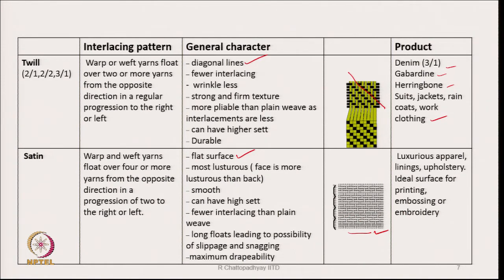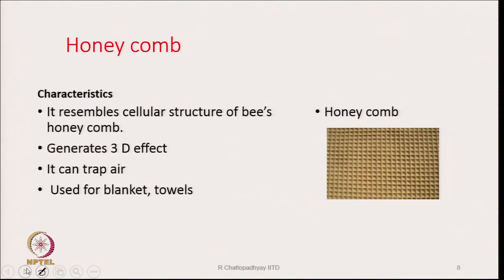The surface being flat, it is very lustrous. The fabric is smooth, can have very high set also, and long floats lead to the possibility of slippage and snagging. That is the negative point, you can say, of this particular type of fabric, but it gives a luxurious appeal and is generally used for making upholstery. So, these are the typical types of weave which are used.